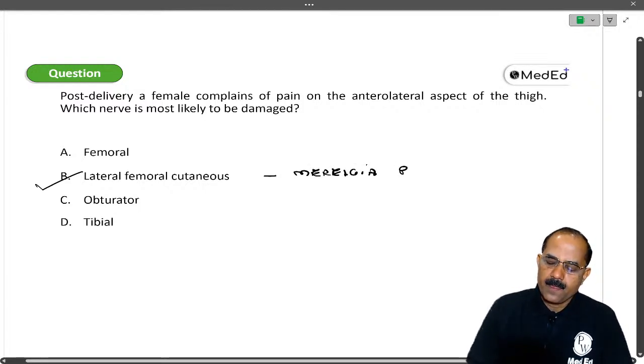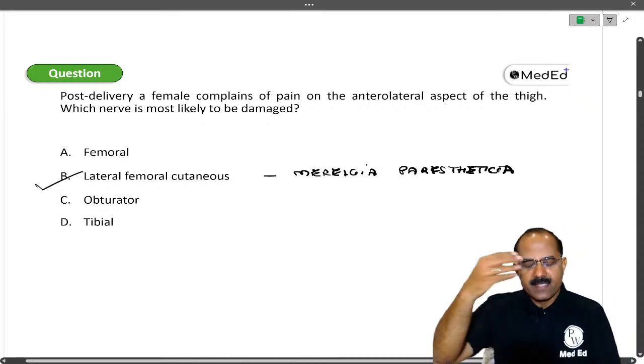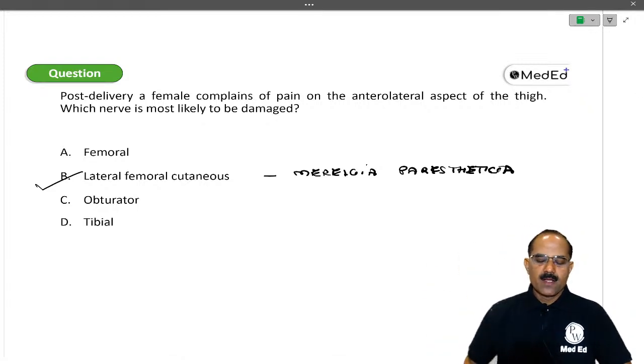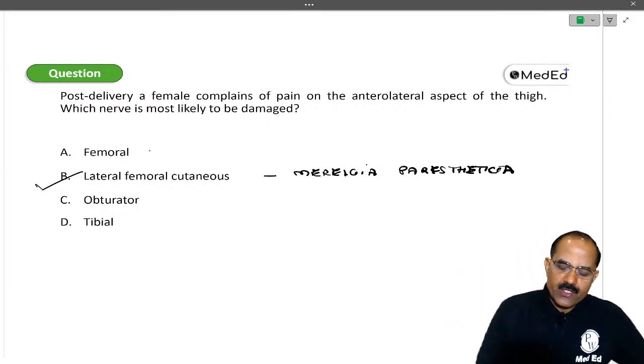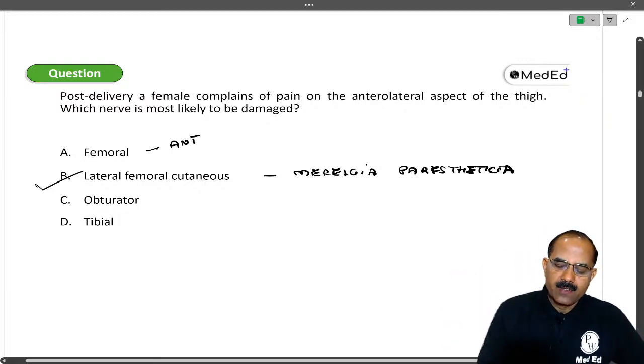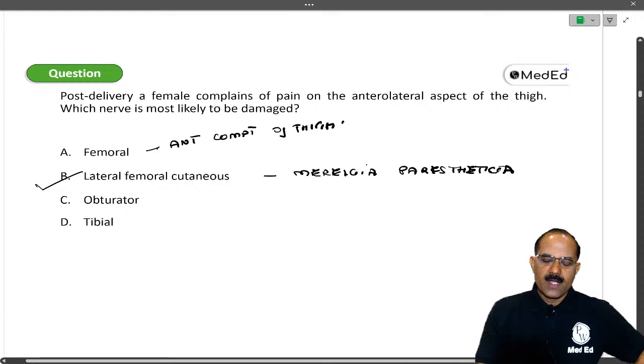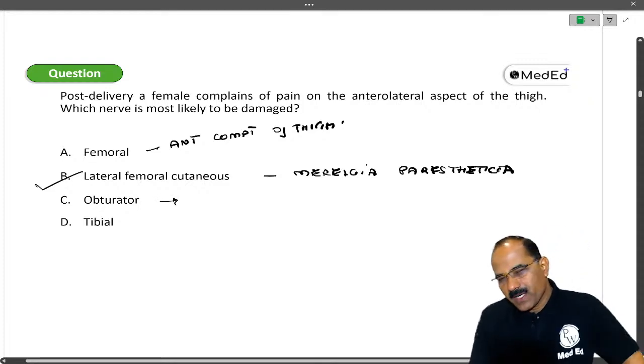Meralgia. Meralgia paresthetica. This is also what they say. Meralgia paresthetica. Okay. Femoral nerve is a nerve of which compartment of the thigh? Anterior compartment. Which is the nerve of the anterior compartment of the thigh? Femoral nerve. Yes, meralgia paresthetica. Yes, very good.